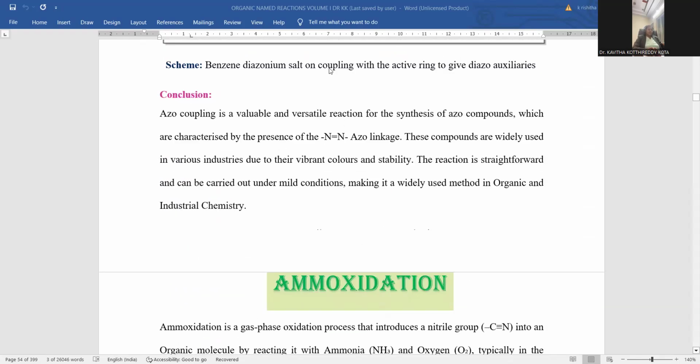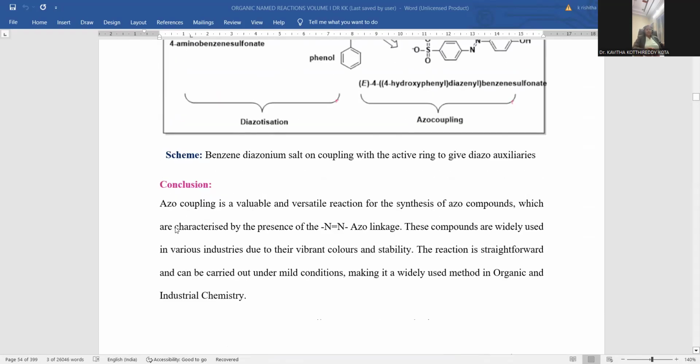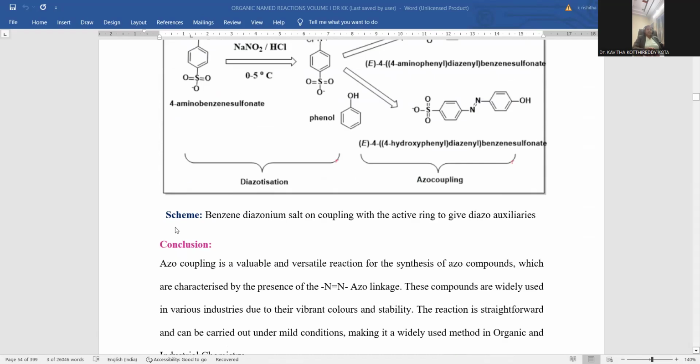We are going to conclude the session. Azo coupling is a valuable, versatile reaction in the synthesis of azo compounds, which are characterized by the nitrogen-nitrogen bond as a linkage, a characteristic feature of this kind of coupling reaction. These compounds are widely used in industries, and vibrant colors and stability are indicated by these. Straightforward reactions are accomplished by this one, and mild conditions are sufficient. Widely used in organic and industrial chemistry as well. This is the way we successfully accomplish the entire azo coupling reaction, and they are simply coloring matter.